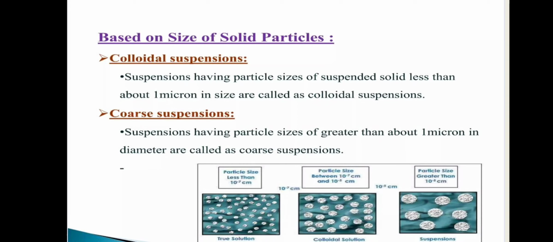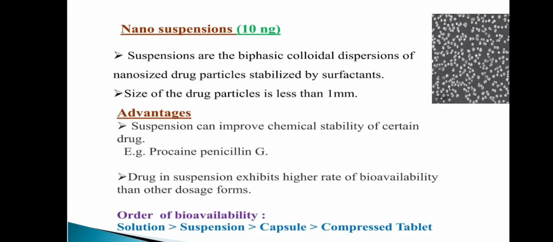True solution has a particle size less than 10^-7 centimeter. Colloidal solution has a particle size between 10^-7 centimeter and 10^-5 centimeter. Suspension has a particle size greater than 10^-5 centimeter. Nanosuspensions are biphasic colloidal dispersions of nano-sized drug particles stabilized by surfactant. The size of the drug particles is less than 1 micron.